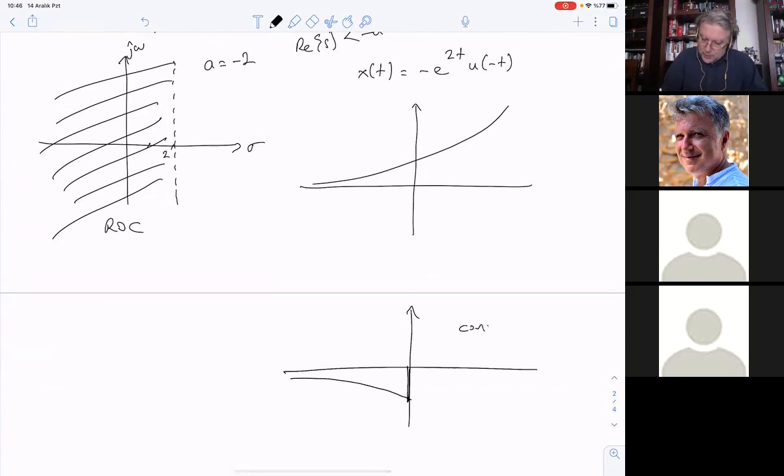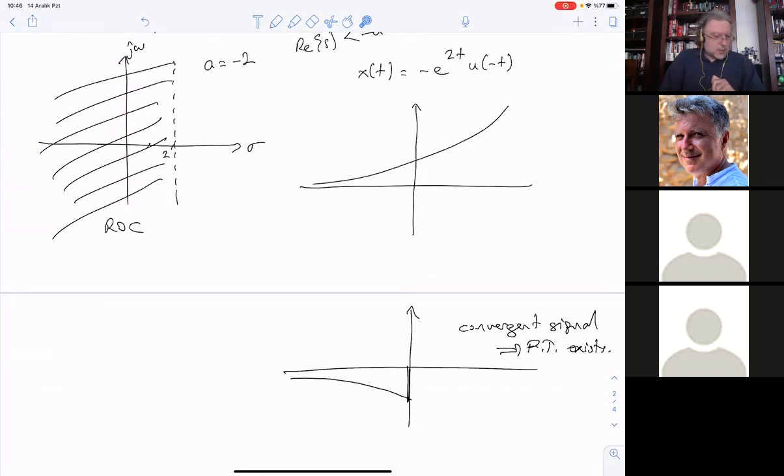So this is a convergent signal, and the Fourier transform exists. Using the Dirichlet conditions, the Fourier transform exists. And we can also see that the Fourier transform exists from the region of convergence because this j omega axis is included in the region of convergence.